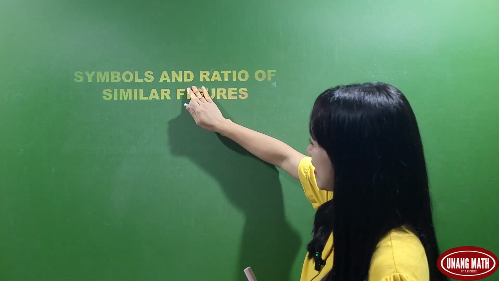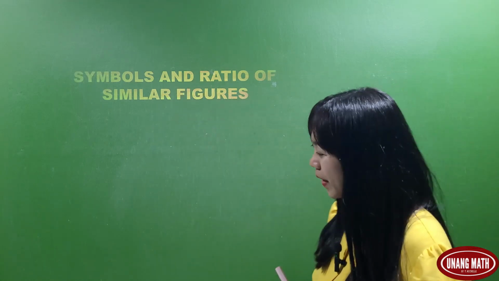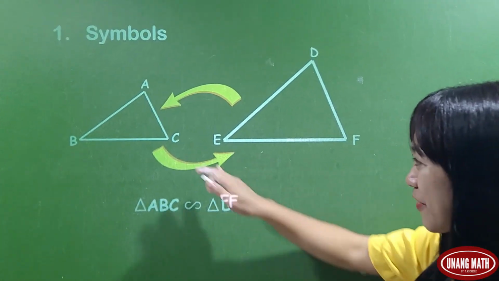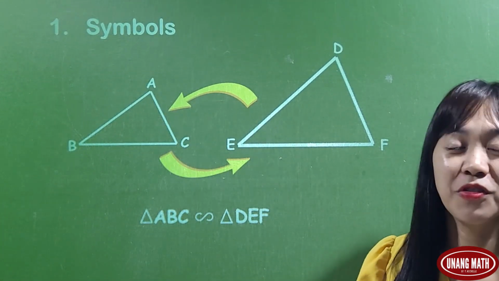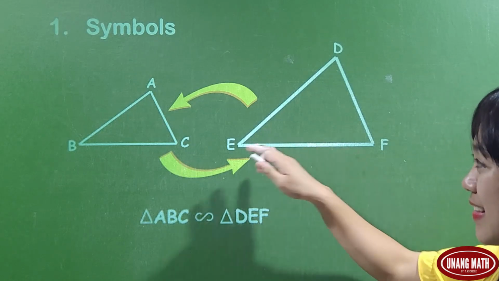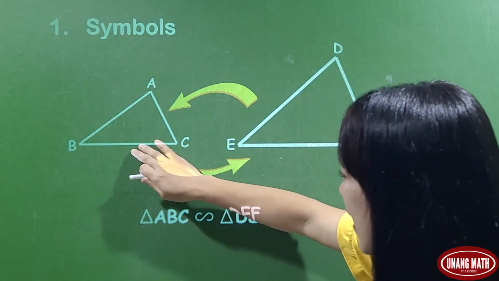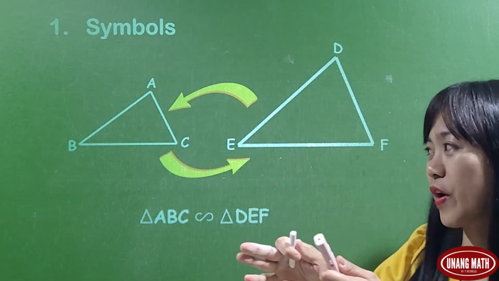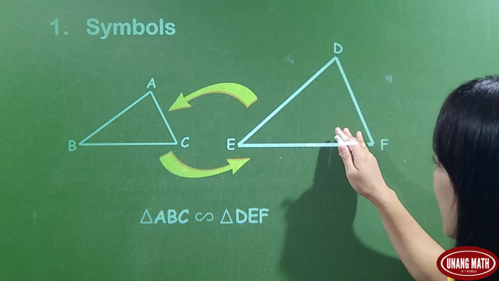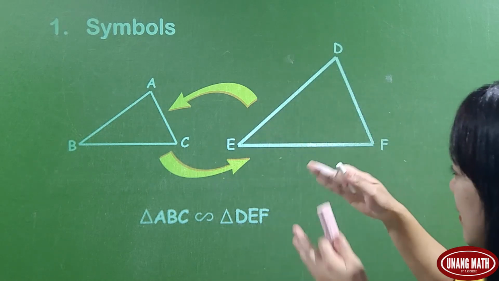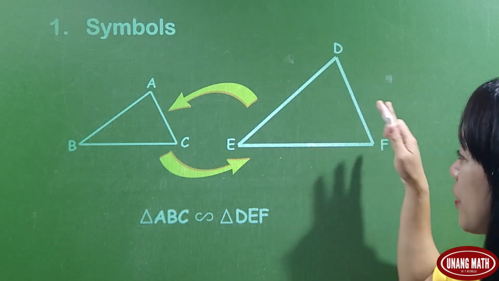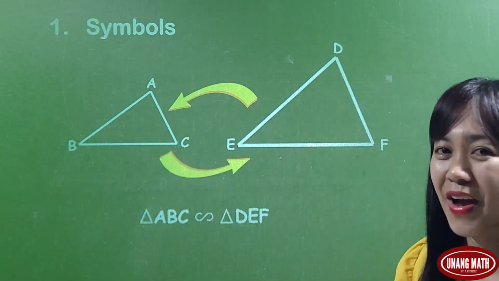In this episode, I will be discussing this lesson about symbols and ratio of similar figures. Okay, we have here these two figures, specifically these similar figures. This triangle is the reduced or the smaller version of this triangle. And this triangle is the enlarged or the bigger version of this triangle.